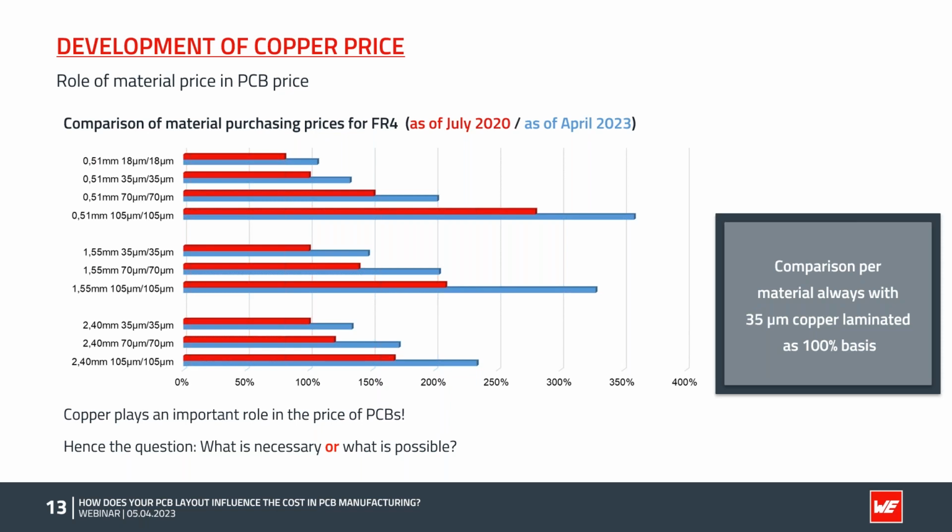But if you compare 35 micron to 18 micron, you still can get down in price. So if you only have signal layers on the inner layer, or you have big ground planes or whatever, ask yourself the question, do I need the 35 microns on the inner layers, or would 18 microns, for example, be enough? So this could already be quite a factor to get down in pricing.